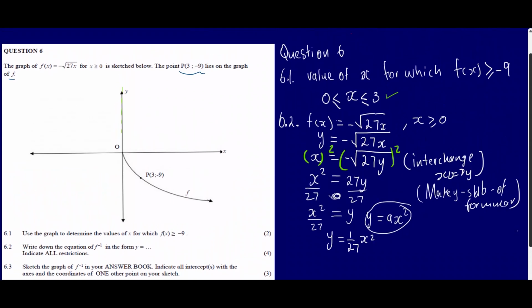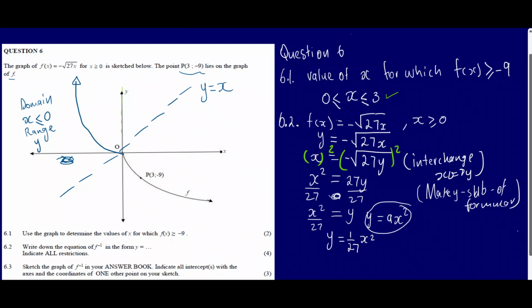To include the restrictions here, remember, let's take a look at the quadrant where our inverse is going to be drawn. This is the line y is equal to x, and if you put a mirror here, you would see a graph that looks more like that, which is in the negative quadrant. What is the domain and the range of what's drawn here? The domain is x is less than or equal to 0. The range is y is greater than or equal to 0.